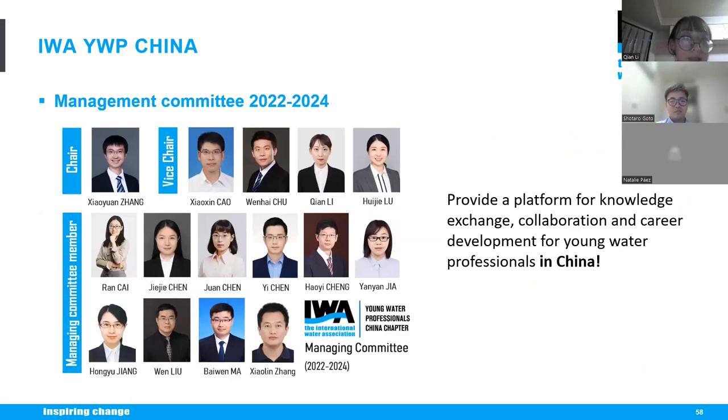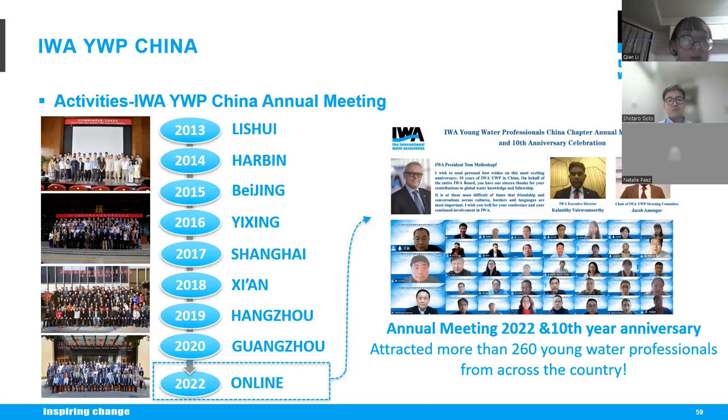This is the overview of the management committee 2022 to 2024. We work in different working groups with responsibility for each event and activity, and we meet online every 2 to 4 weeks for our regular meeting to discuss the recent work plan and ensure everything is running smoothly. Then I will share some influential activities we held in recent years.